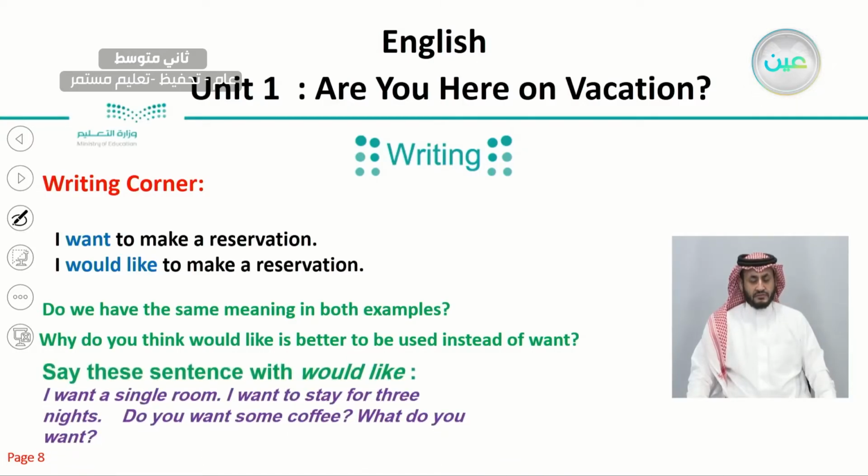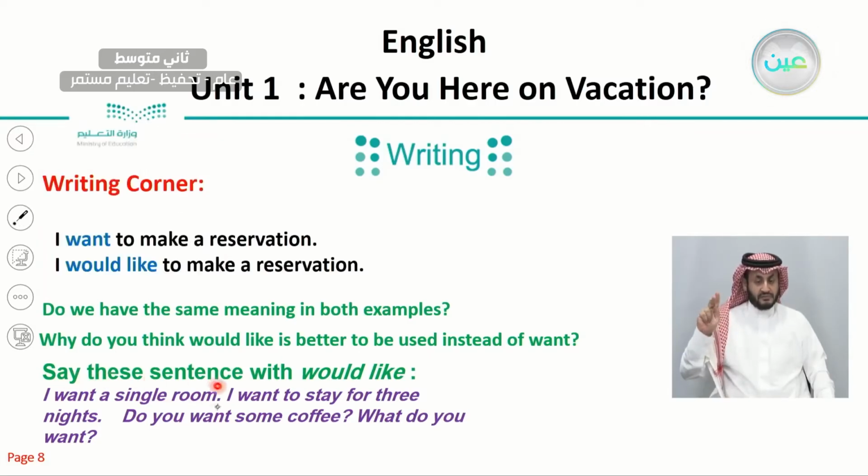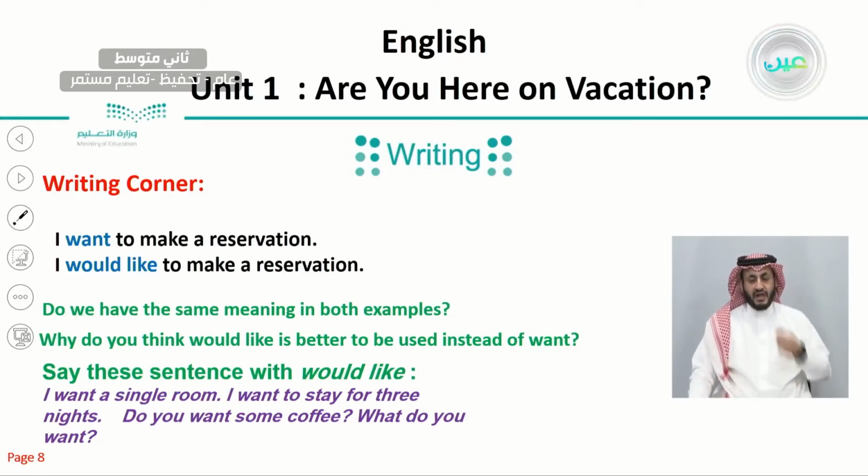Now see these sentences with would like. I want a single room. You will say, I'd like a single room. I want to stay for 3 nights. You'll say, I'd like to stay for 3 nights. Do you want some coffee? You will say, would you like some coffee? Now you change the form of the question: would you like some coffee? What do you want?